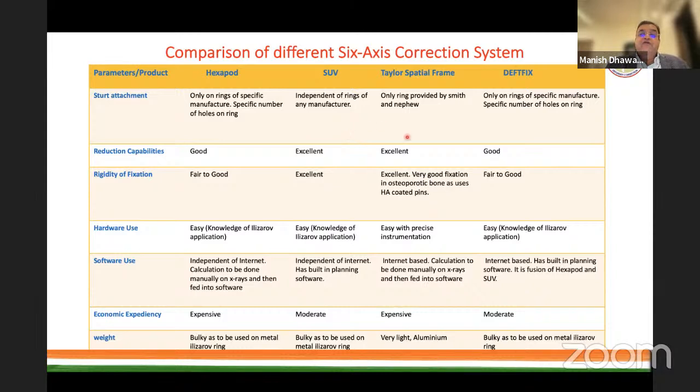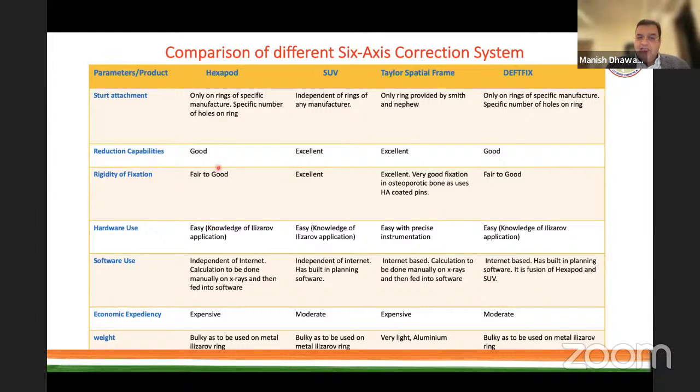For Taylor Spatial Frame, you have to use rings provided by Smith & Nephew. These are aluminium, aircraft grade aluminium, and very expensive. And for DefFix also, you have to use Pitkar rings only, because the hardware is similar to hexapod. So reduction capabilities are good in all of them. Like hexapod, they say that you can do a correction of 0.1 millimeter. But I have found that it is quite difficult, and 0.1 millimeter can be ignored. So all four of them are good to excellent.